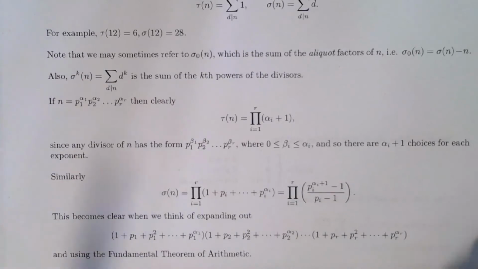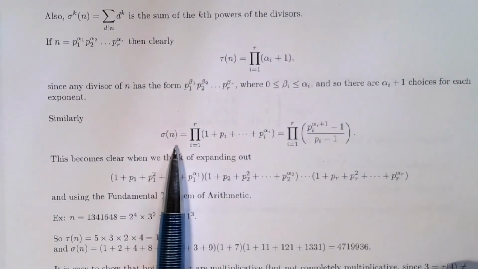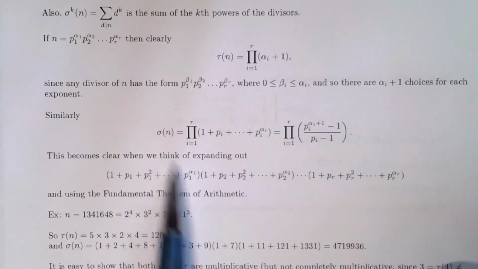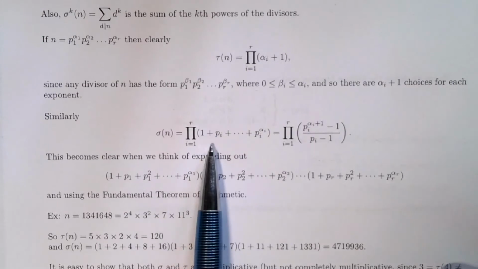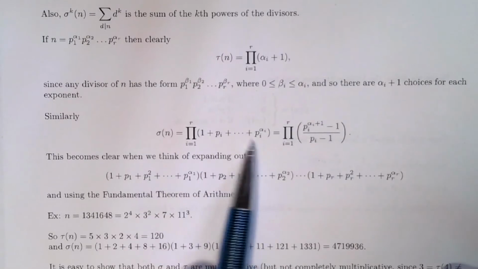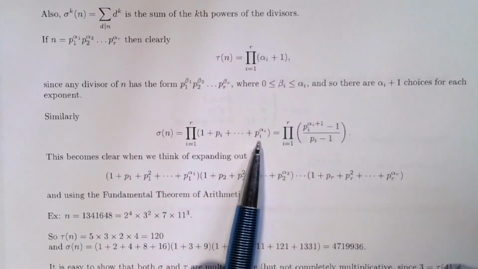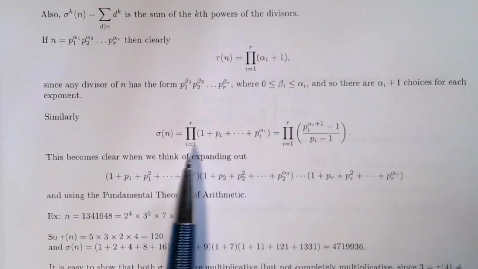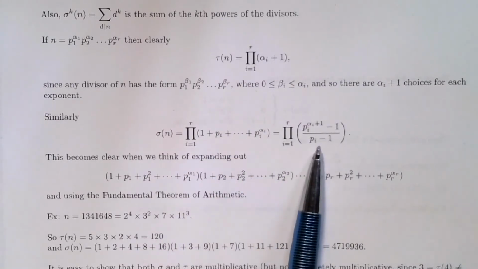Now similarly, we can get a nice formula for sigma of n, and sigma of n turns out to be just this product here. We'll have a look at that bit first. So for each i you get a prime factor, and you take the sum 1 plus p_i plus up to p_i to the alpha i for each of the prime factors of n. Just before I explain where this comes from, this is a geometric series, so you can write it like this.